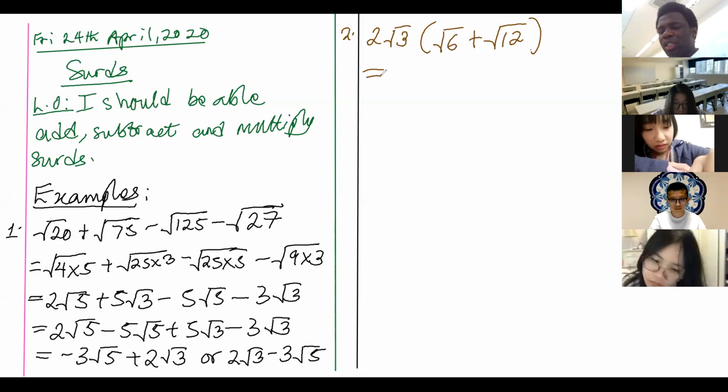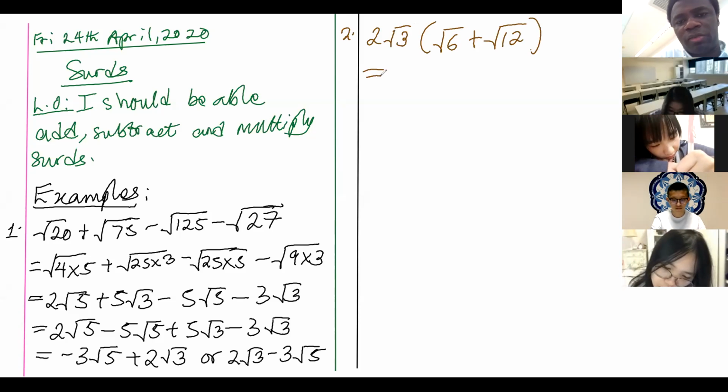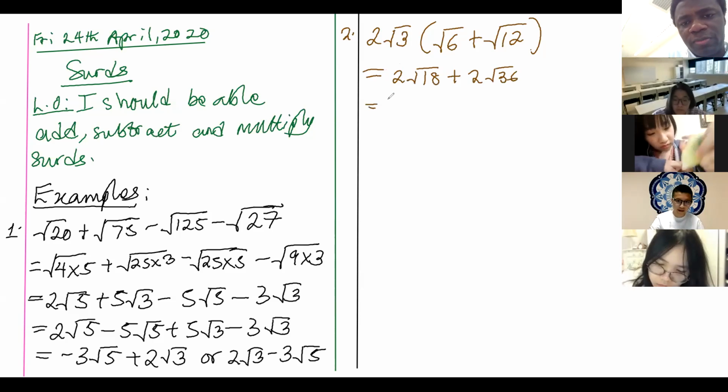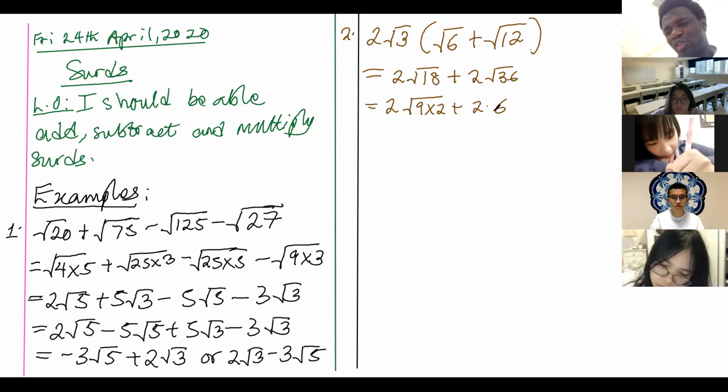If it was division, then you can maybe split the bigger one. But if it is multiplication, you can expand first. So if you expand first, do you agree this is 2 root 18? Why this is 2 root 36? Yes. Now root 18 can be simplified. But you don't need to simplify anything here. That's just 2 times 6.